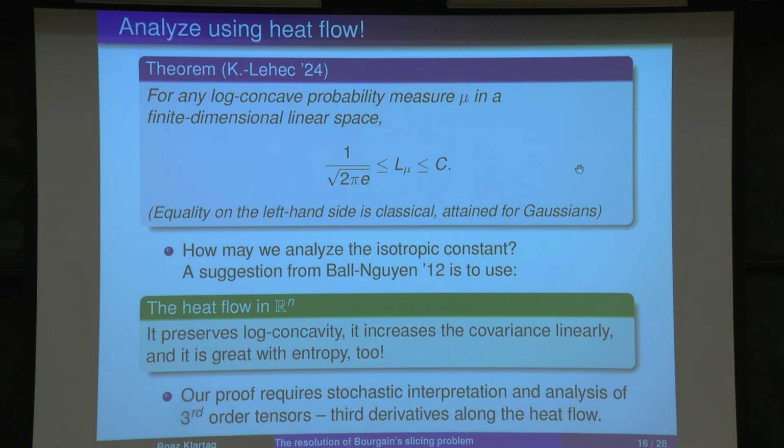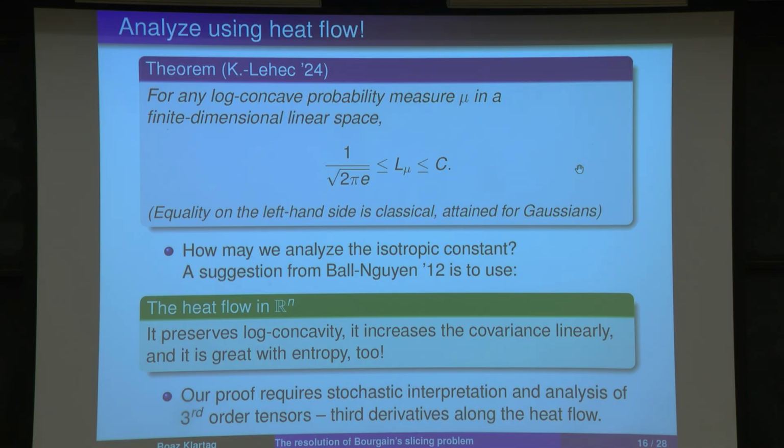Okay. So now let me tell you about the 2024 proof of the slicing theorem. This uses an idea of Bourgain and Weizmann from 2012. The idea is that we should analyze the isotropic. First of all, we are deep into the analysis world. We work with log-concave distributions, Gaussians. We don't do anything geometric. We use analytic tools, and the reasonable analytic tool, of course, is the heat flow in Rn.